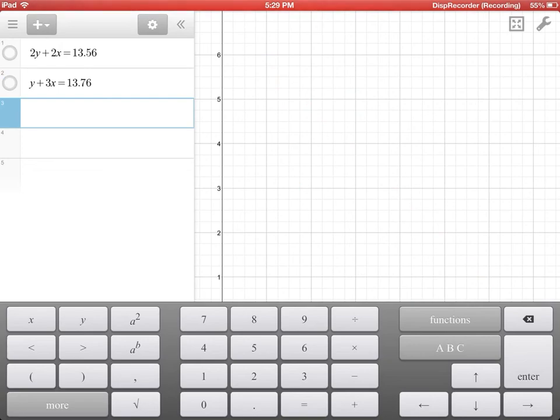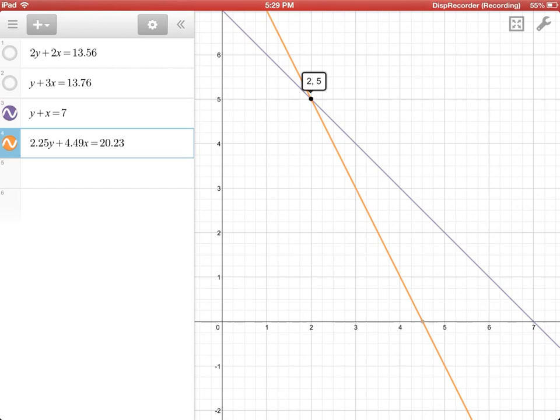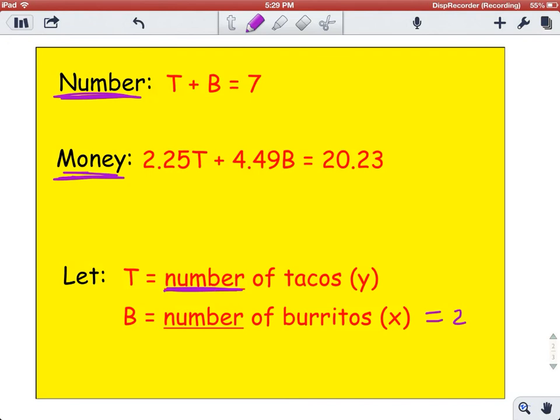So we have y plus x equals 7, and we have 2.25y plus 4.49x equals 20.23. So now we have a new point of intersection, which is 2 and 5. Once again, make sure you keep straight the x's and the y's. X is 2 and y is 5. 2 burritos, that was my x variable, and tacos is 5, my y variable.